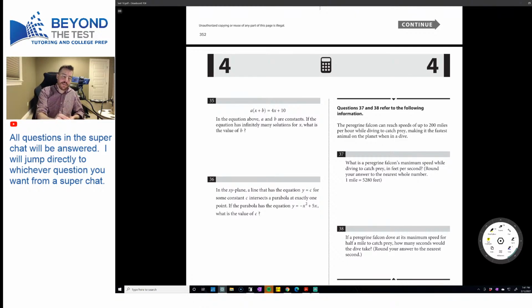So I need my left side to be the exact same as my right-hand side. So let's make that happen. Let's distribute that a through. So we get ax plus ab equals 4x plus 10. Well, if I have 4x on the right-hand side, then I better have 4x on the left-hand side. So a would have to be 4. So we have 4x plus 4b is equal to 4x plus 10.